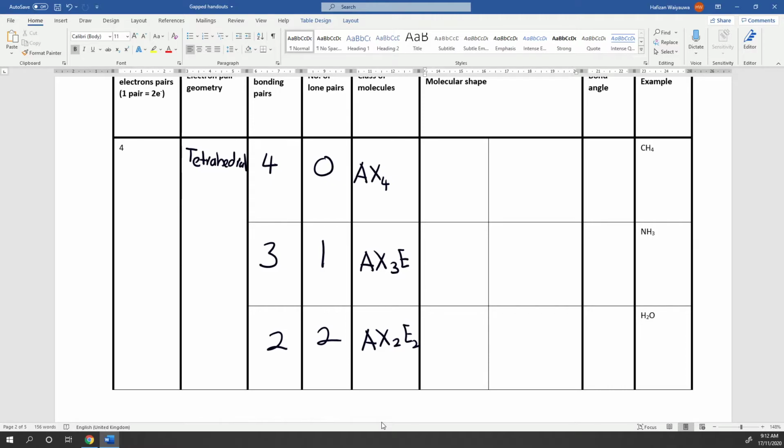Pertama, sem pertama tak ada lagi soalan yang akan tanya class of molecules. Nanti untuk sem ketiga memang akan tanya. So right now is just penting je untuk tahu je lah.